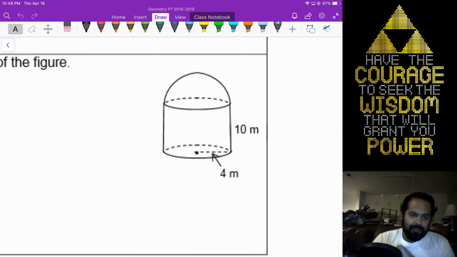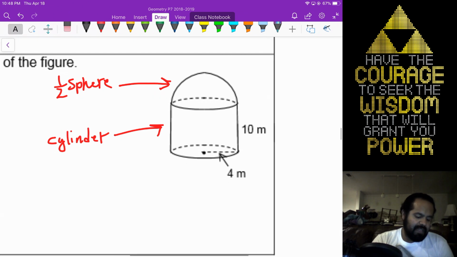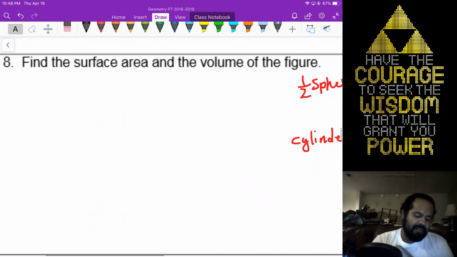So Priscilla, we have 2 shapes involved here. At first, you might say, hey, this is a sphere, to which I say you're halfway correct. It's technically a hemisphere. It's half of a sphere. So half a sphere, and then right here we have our cylinder. And it says find the surface area and the volume.